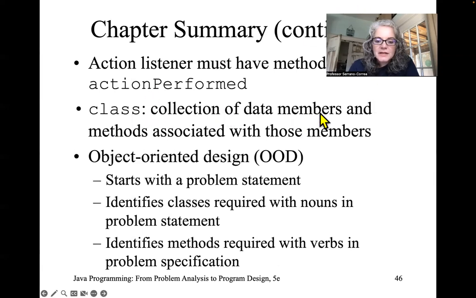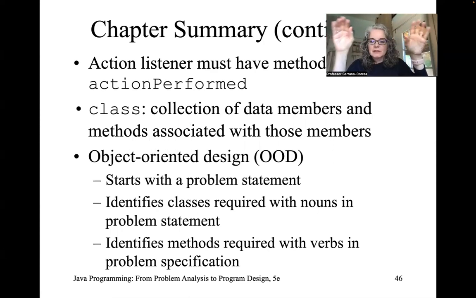A class is a collection of data members and methods associated with those members. So in a class Rectangle, you have data members like length and width of the rectangle, and then methods that are associated with the data. Methods like getLength and getWidth, associated with that data, and methods like area or perimeter. Well, the area needs the length and the width to calculate, and the perimeter also.